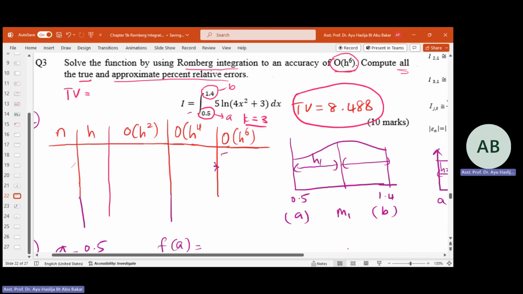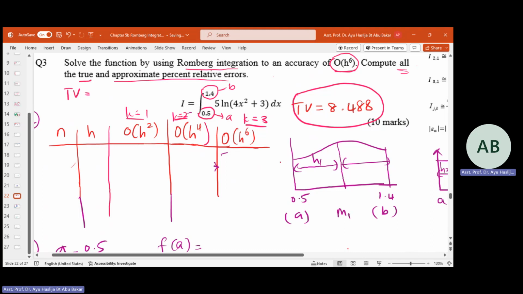Okay, so what you need is n, h. The question asks you up to level 3. So it must come from level 2, which is O(h^4). Okay, so this data point should come from level 1, which is O(h^2). So we move backwards to identify how many points do we need.